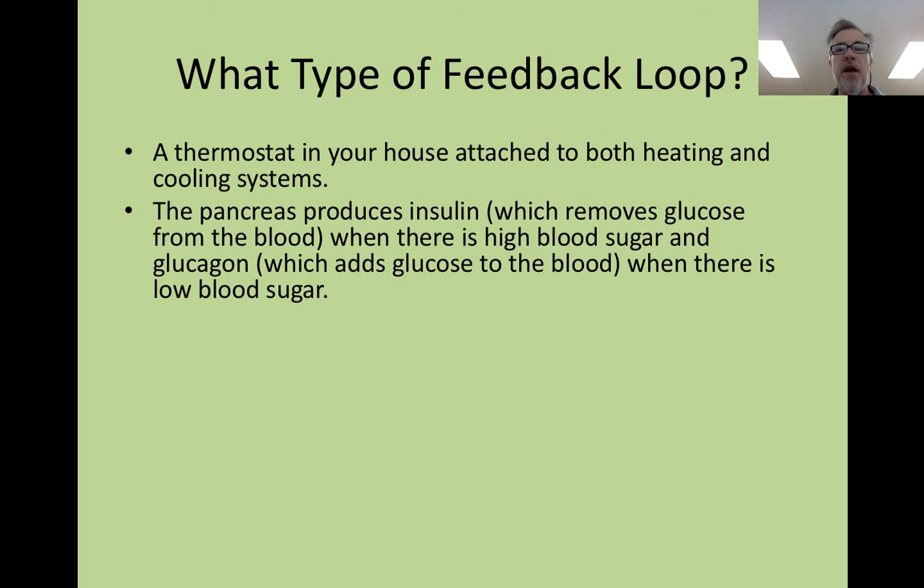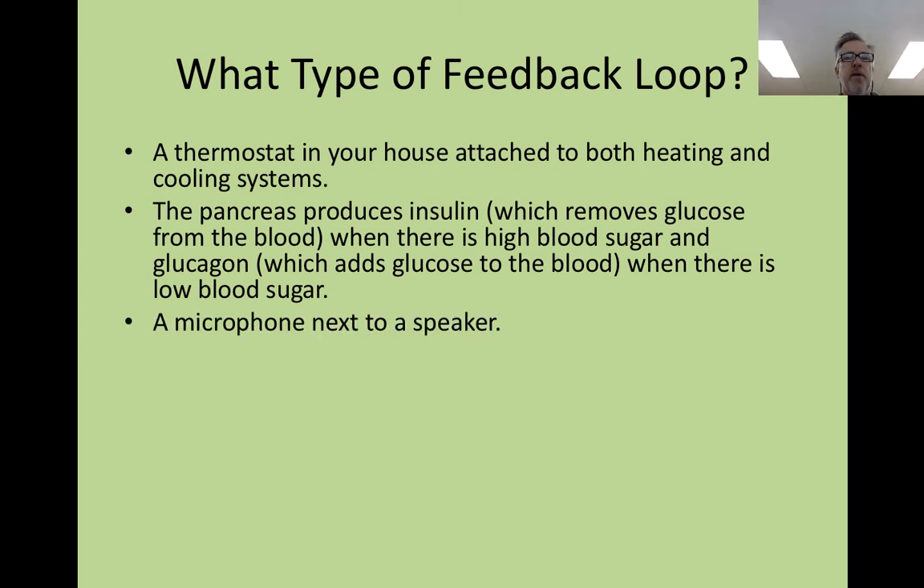You can pause the video, figure it out. Okay, so as you probably figured out, that's also a negative feedback loop because there's a set point, the normal range of sugar in the blood, and if it gets too low, the system does one thing. If it gets too high, the system does another, both of which are to bring the blood sugar back to an acceptable level, much like the temperature on your thermostat.